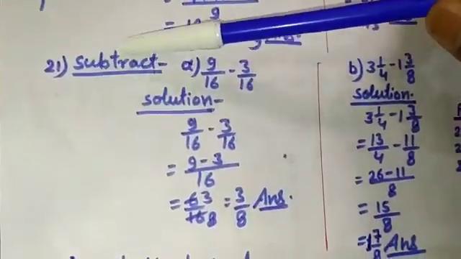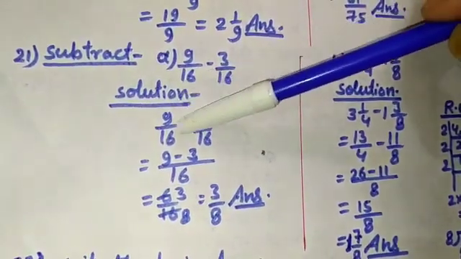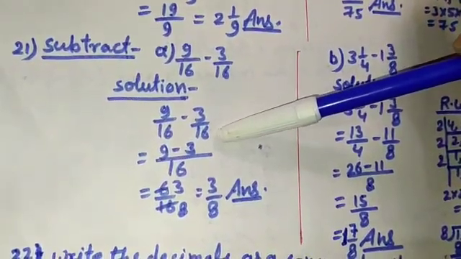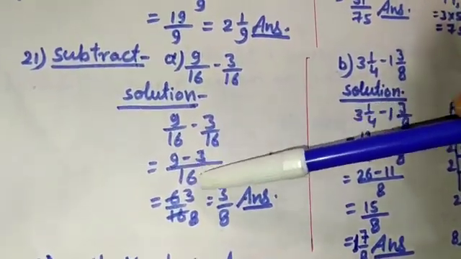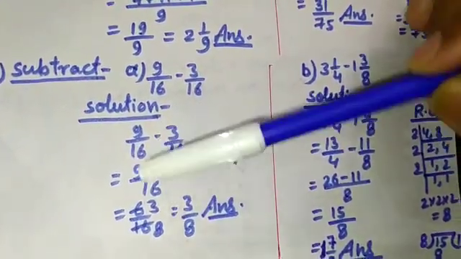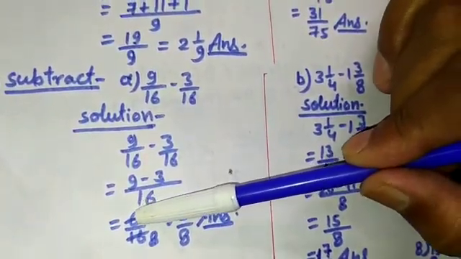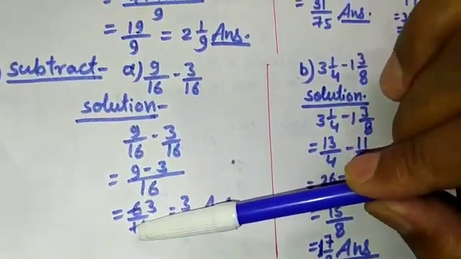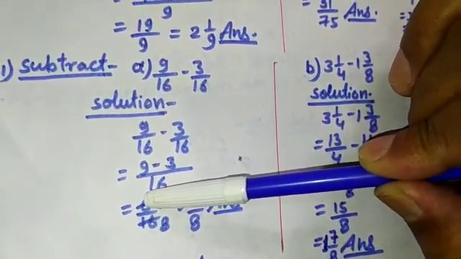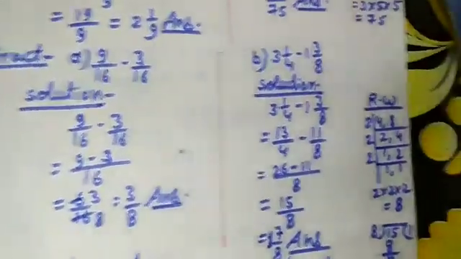Now 21 is subtraction. A: 9 upon 16 minus 3 upon 16. Solution is here: 9 upon 16 minus 3 upon 16. Here the denominator is the same, therefore the denominator, or LCM, will be 16, and 9 minus 3 is equal to 6 upon 16. 6 upon 16 is simplified by the common factor 2, and 2 threes are 6, 2 eights are 16. Therefore the answer will be 3 upon 8.